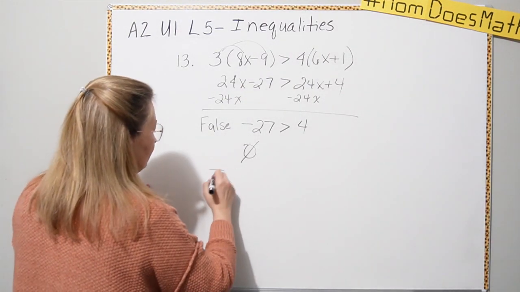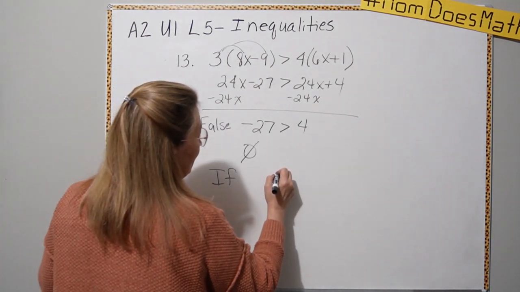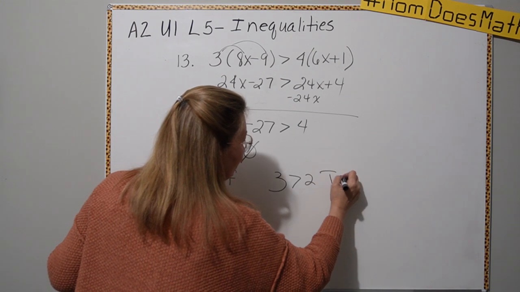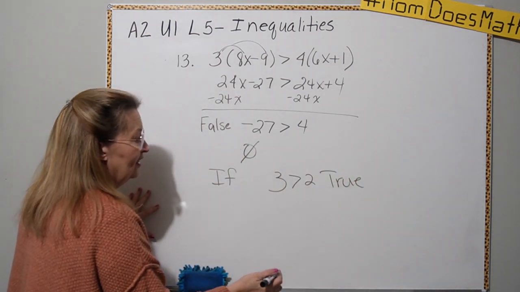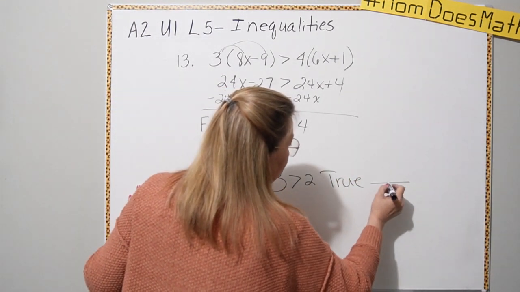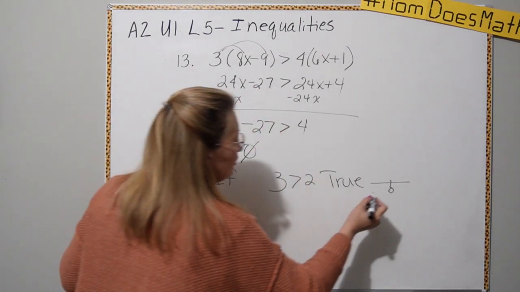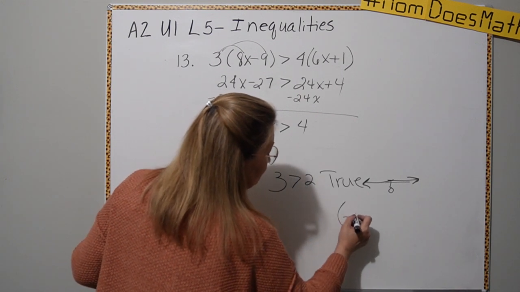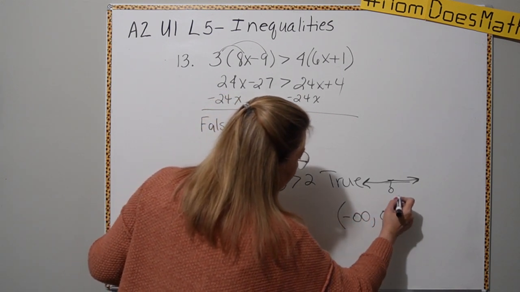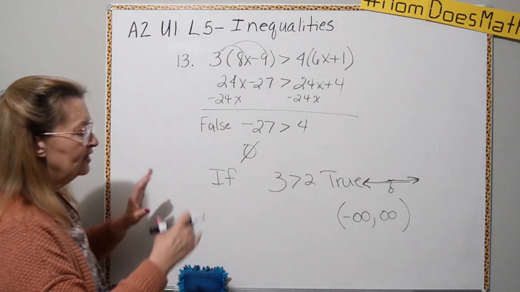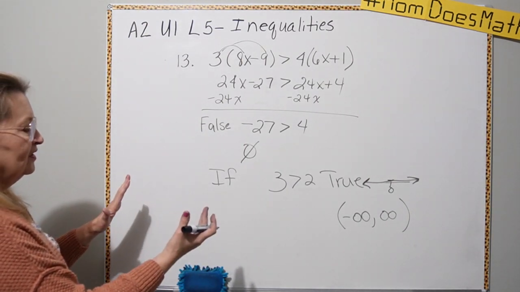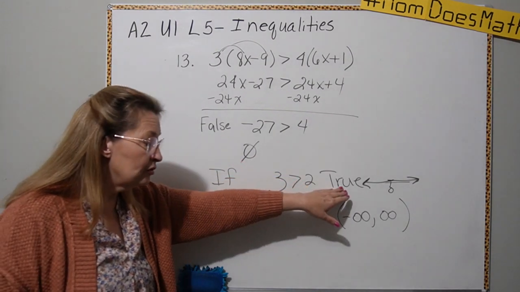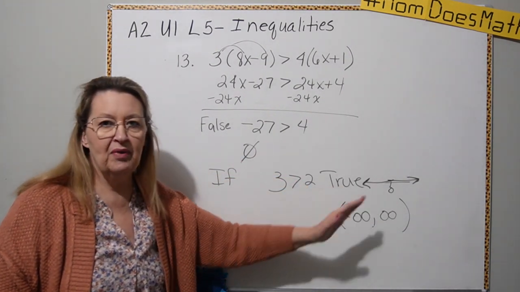But what if you had gotten, say, 3 is greater than 2? Well, if you get something that is a true statement, then you do have an answer, and you would graph it. Everything would be your solution, so you would graph it, coloring in the whole line both ways, and your interval notation would look like negative infinity, positive infinity with parentheses on either side. So if it's false, it's just the empty set. If it's true, it's going to be all solutions and both infinity symbols.